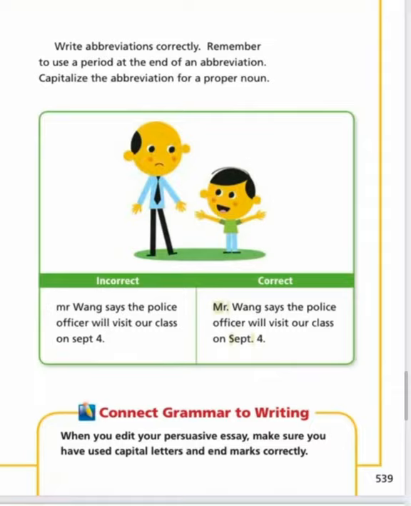Connect grammar to writing. When you edit your persuasive essay, make sure you have used capital letters and end marks correctly.